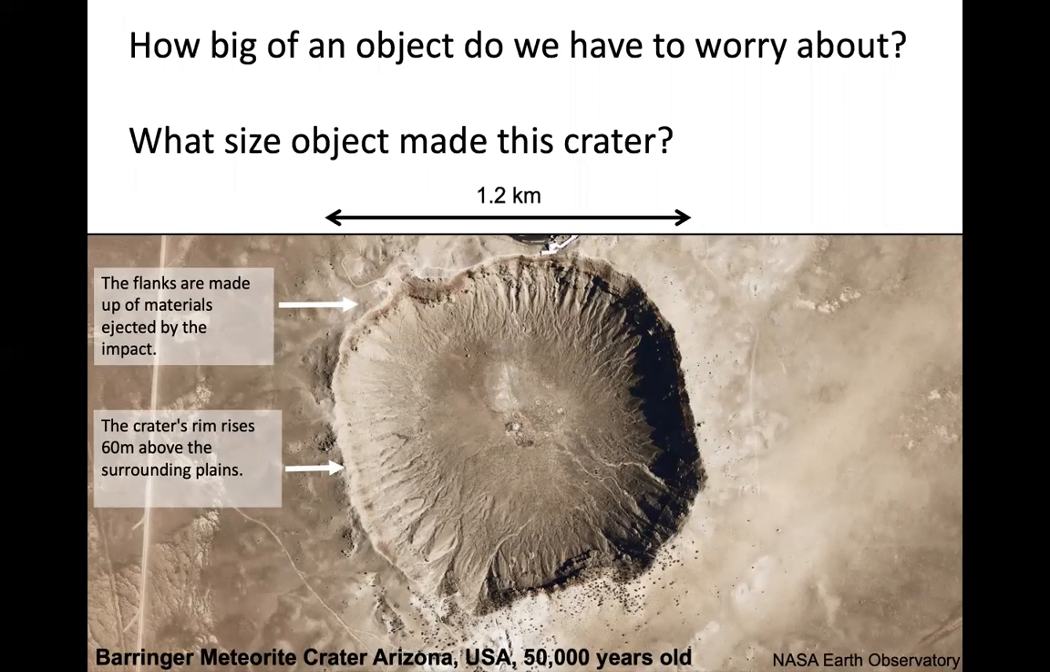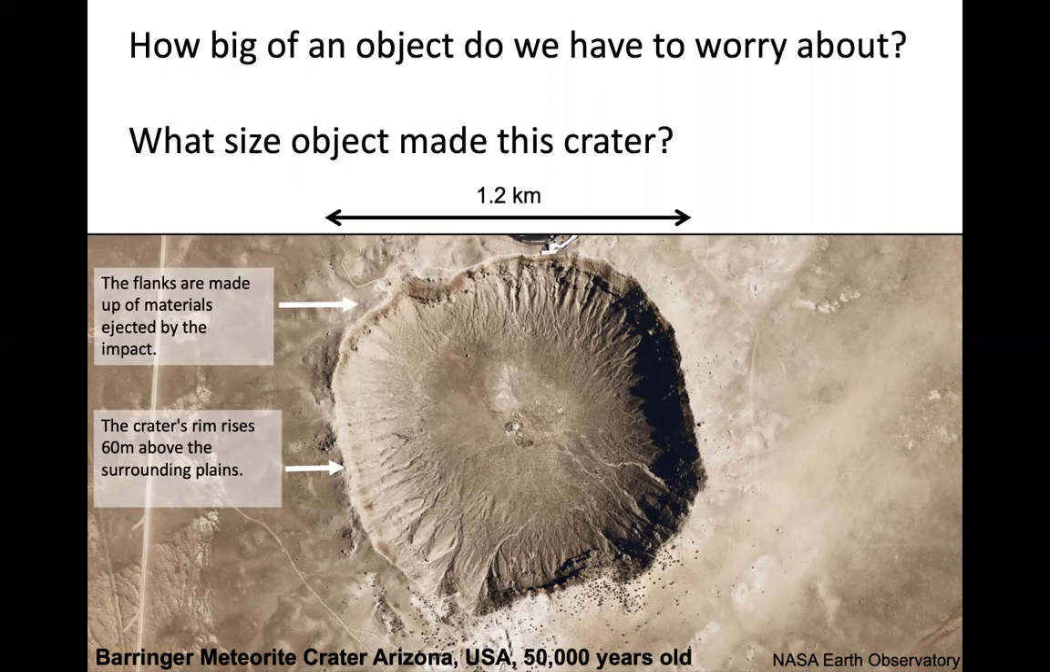Bigger objects do more damage. And there's a critical threshold where we start to care. For example, this is Meteor Crater. It's a kilometer across. This was a damaging event. If this had happened over a populated area, whether there were any people to see this is another question, this would have done major damage.